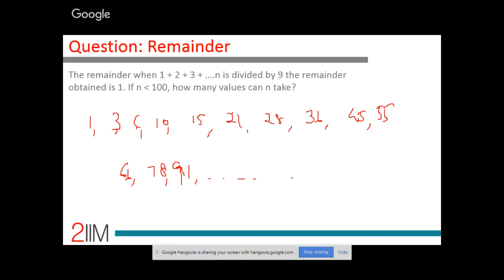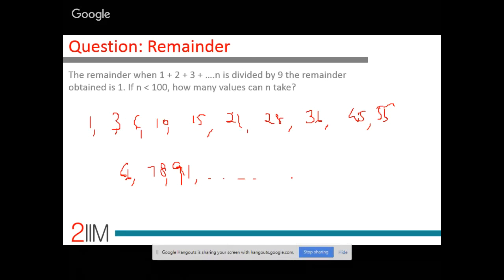Therefore, n could be 1, 4, 7, 10, 13, 16, 19, 22, 25, all the way till 97. We were told n is less than 100. N can't be 100. So 1 all the way till 97. So 33 different numbers are possible. And so n into n plus 1 by 2 equals 9k plus 1, and then solving that algebraically, that also works. That's far tougher.